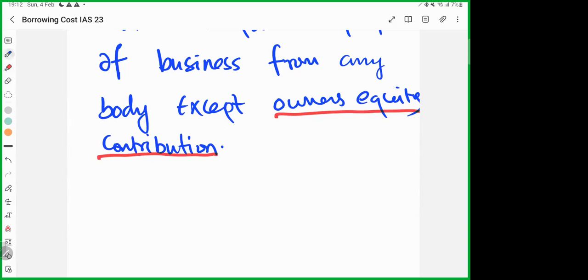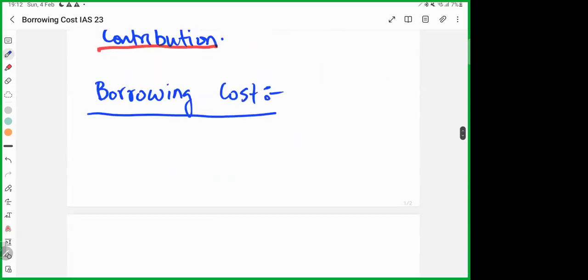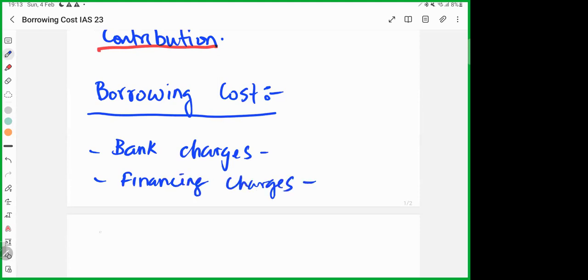So now, next is borrowing cost. How can we define or elaborate it? First let's list down the examples, then we will try to elaborate. Borrowing cost is bank charges or financing charges if we take a loan. Mr. Zubai told me bank charges, financing charges. Any other examples?